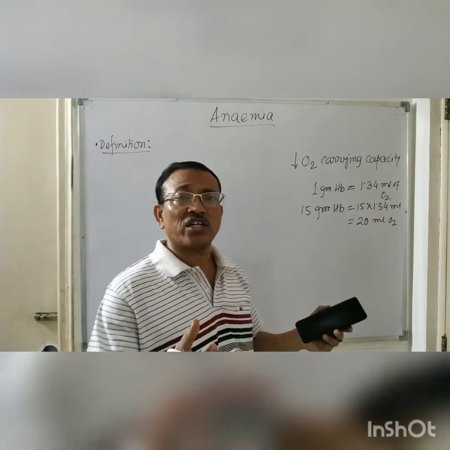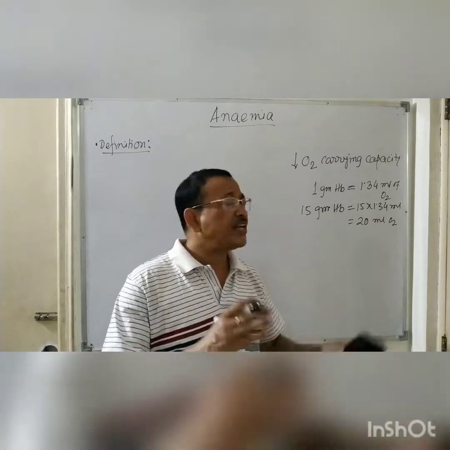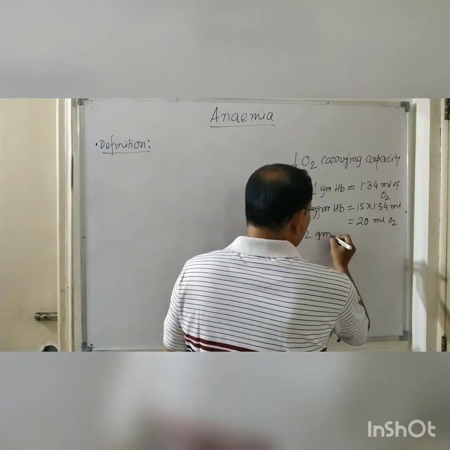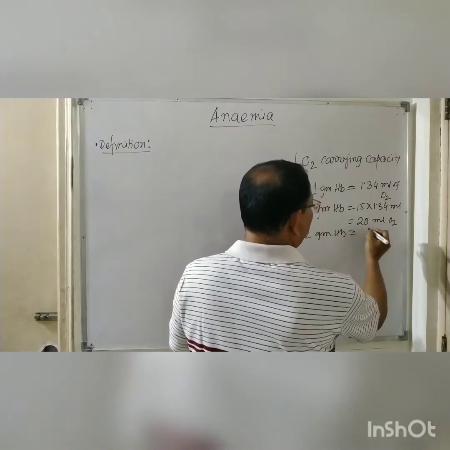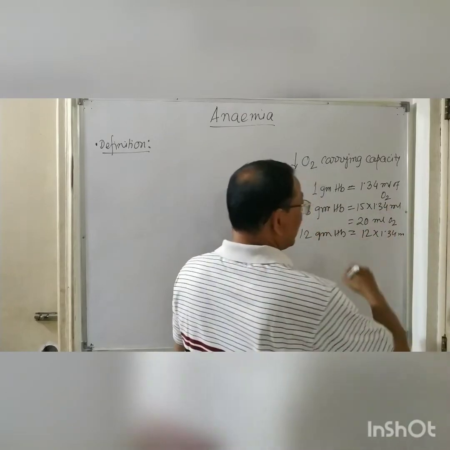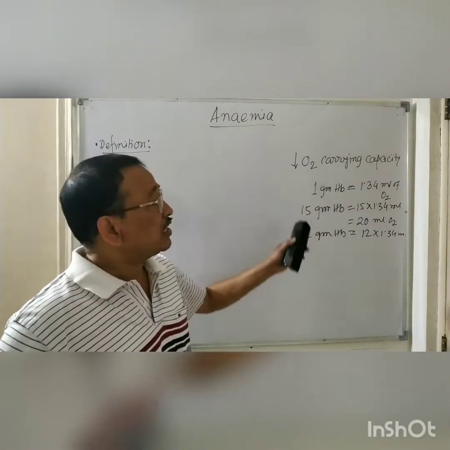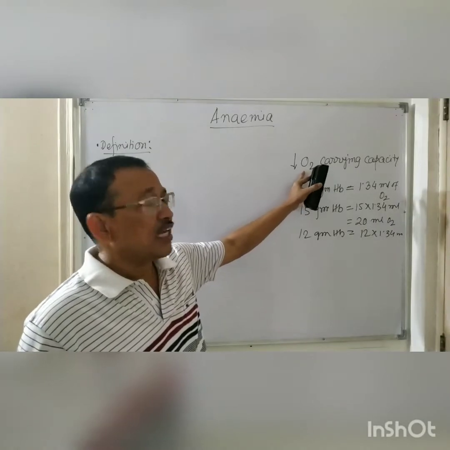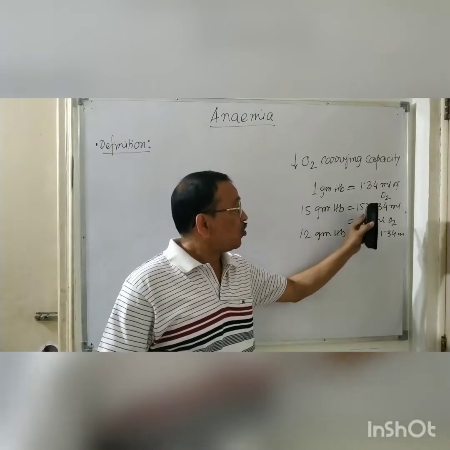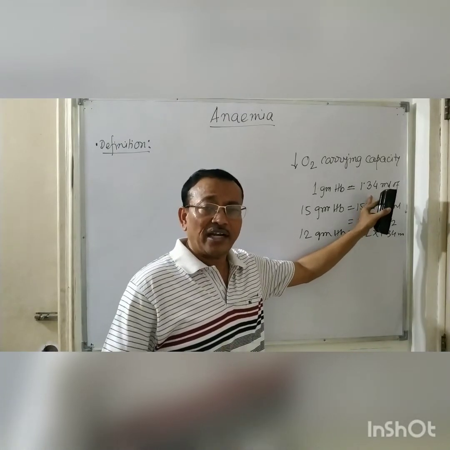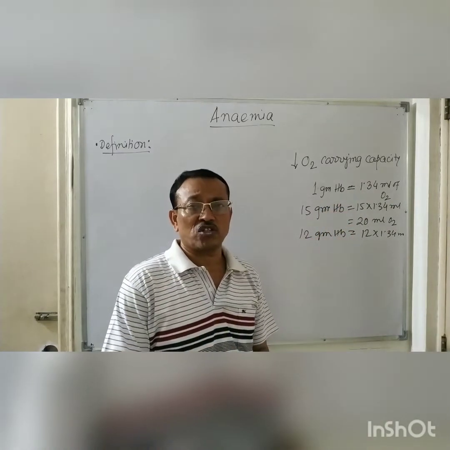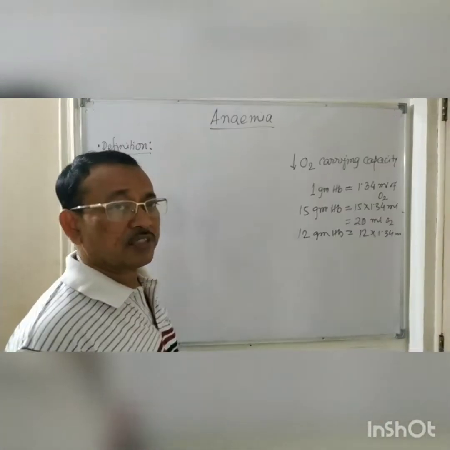If the hemoglobin concentration is 12, suppose, then the oxygen carrying capacity will be 12 into 1.34 ml. So in this way, oxygen carrying capacity can be obtained by multiplying the amount of oxygen carried by each gram of the hemoglobin by the hemoglobin concentration. So this is known as the oxygen carrying capacity.